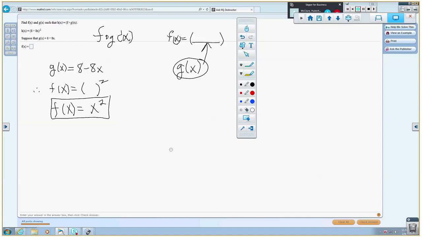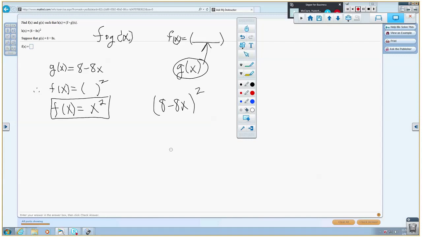So if you don't understand, rewrite F of X, rewrite X squared with a big set of parentheses. And then plug in 8 minus 8x. Now what is that? What you started with. So F of X is equal to X squared.